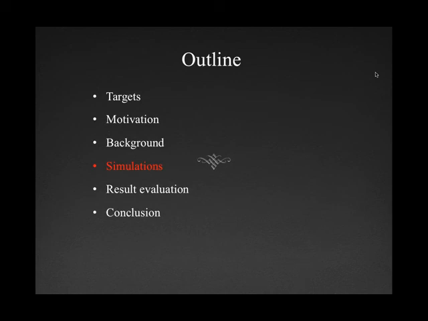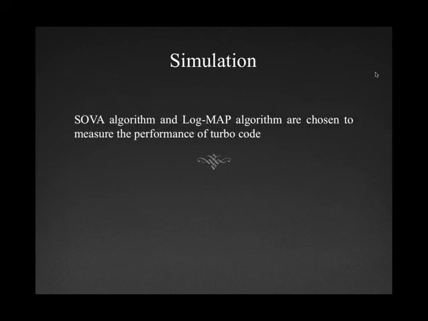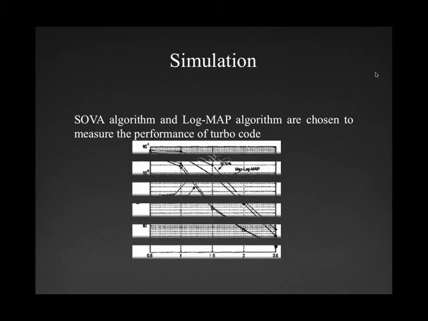Now I'll talk about the simulation. This is one of the most important parts in my project. I'll choose the SOVA algorithm and the log-map algorithm to measure the performance of Turbo code. There are 4 algorithms of Turbo code. There are MAP, log-map, max log-map, and SOVA algorithms. So why these 2?